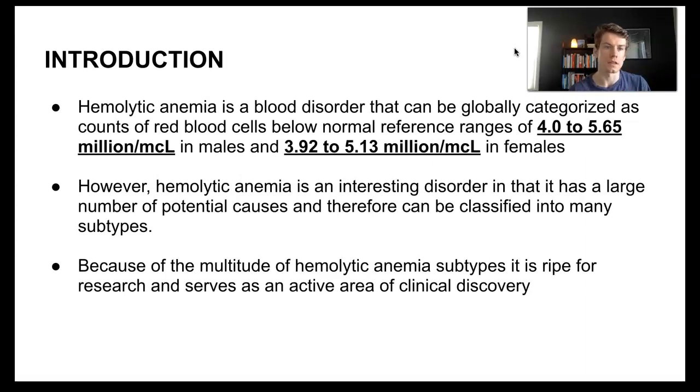Okay, so what is hemolytic anemia? Hemolytic anemia is a blood disorder that can be globally categorized as counts of red blood cells that are below the normal reference ranges of 4.0 to 5.6 million cells per microliter in males and 3.9 to 5.1 million cells per microliter in females. Now, hemolytic anemia is interesting in that it's this broad term. It's actually more of a symptom of a large number of potential causes of anemia, and therefore can be classified in a number of different subtypes. This makes it a great area for research and for active discovery today.